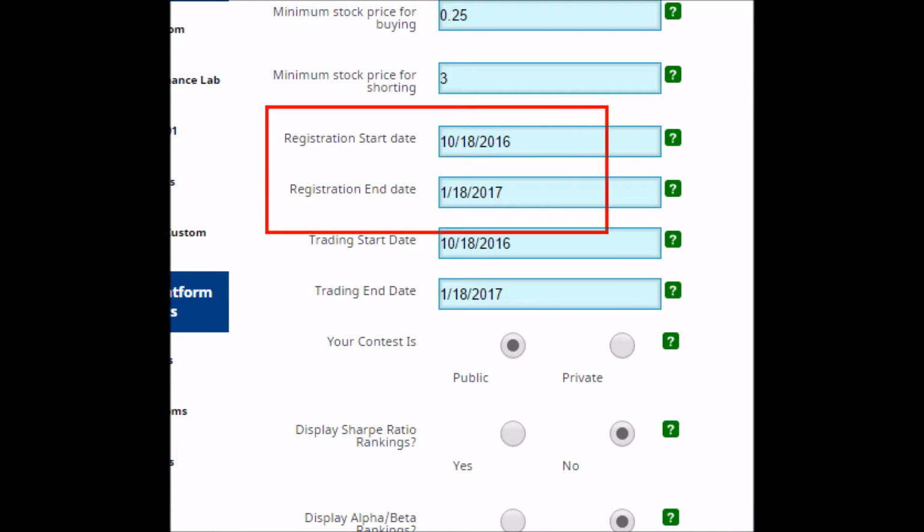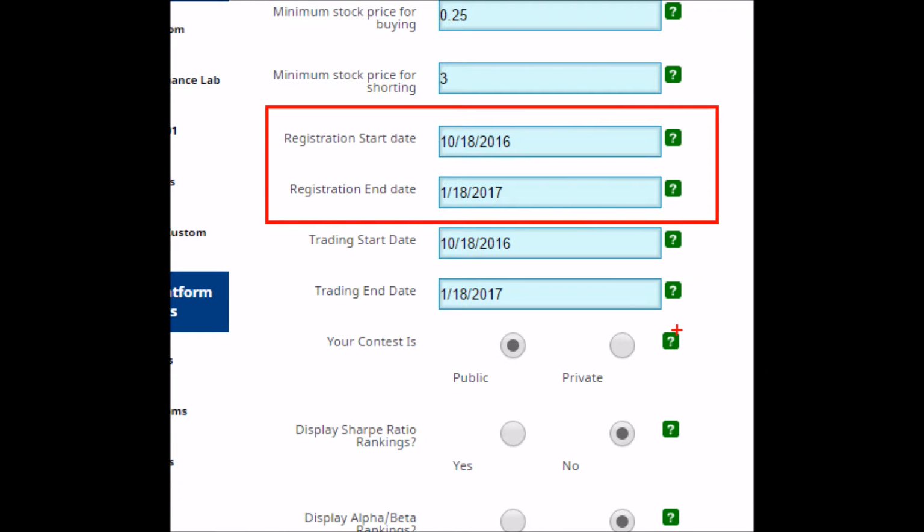Next, you can set your registration start and end dates and your trading start and end dates. These can be set to be the same dates, or you can set them independently. Students will be able to register your class between these dates, and they'll actually be able to start trading in their portfolio between these dates. After the trading end date, their portfolio is frozen, so they can still log in and see how they did, but they won't be able to place any more trades, and their prices will no longer update.